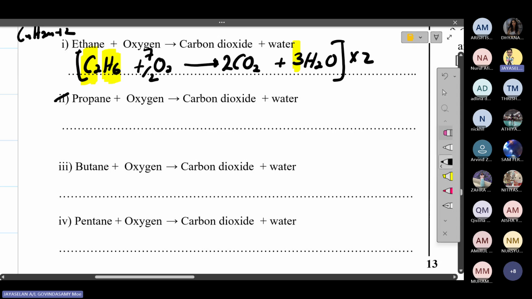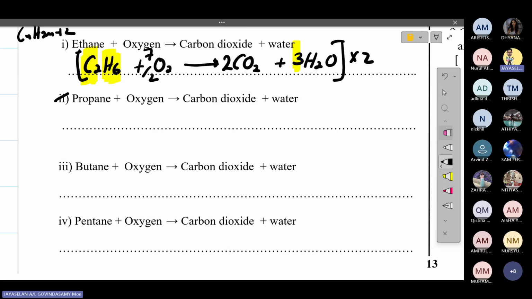Propane. In the exam, please remember you all should remove the fraction. I don't want this answer. Nikhil, you will answer this. Which one, sir? Number 2. Done, sir. Okay, give me the answer.